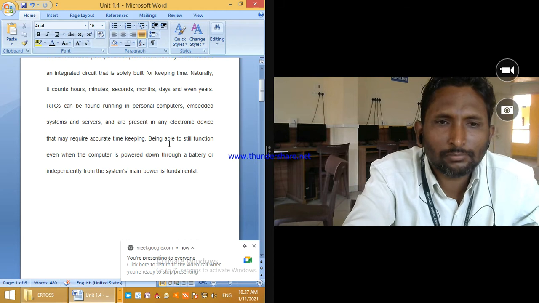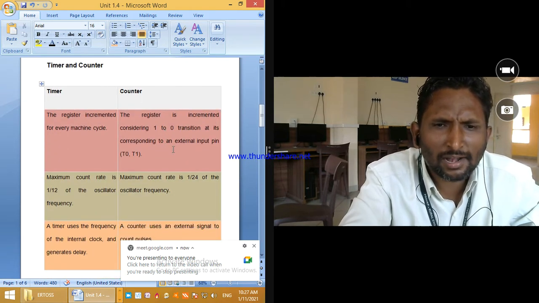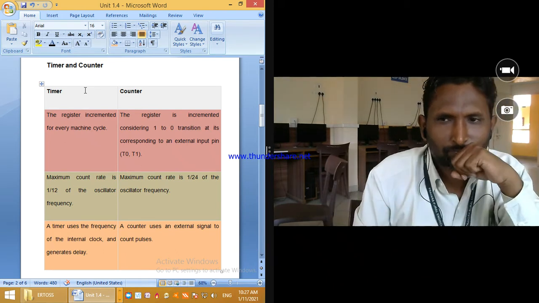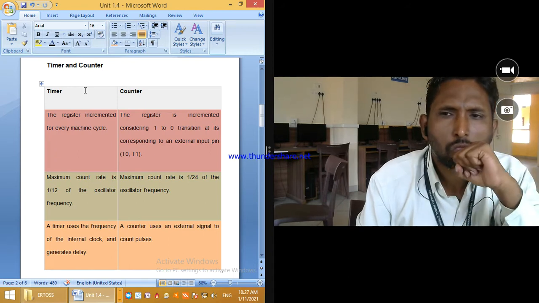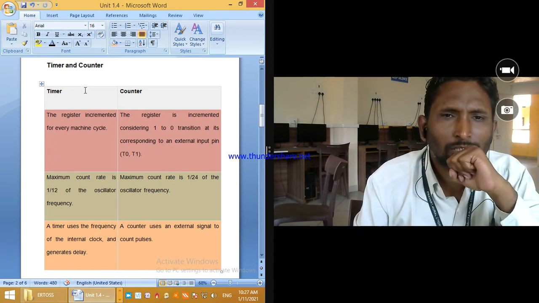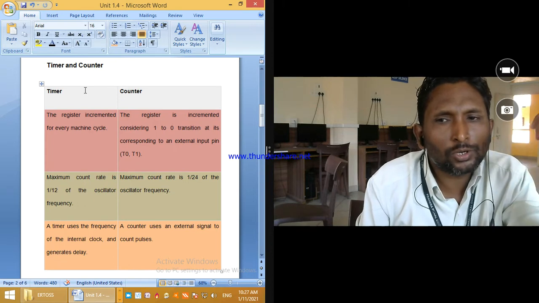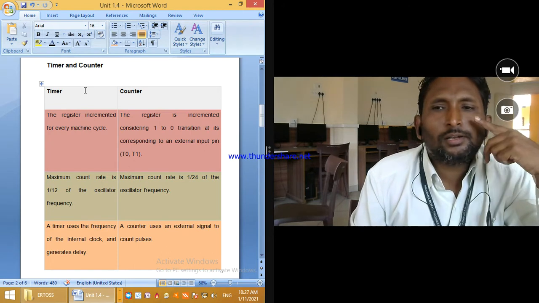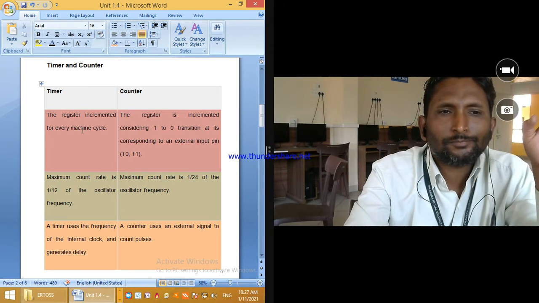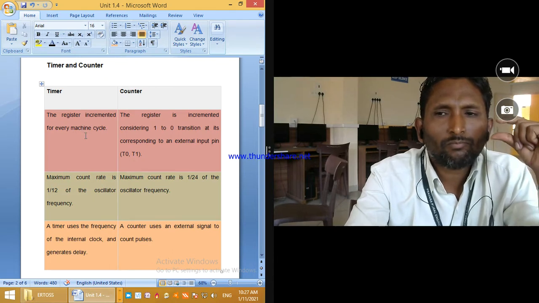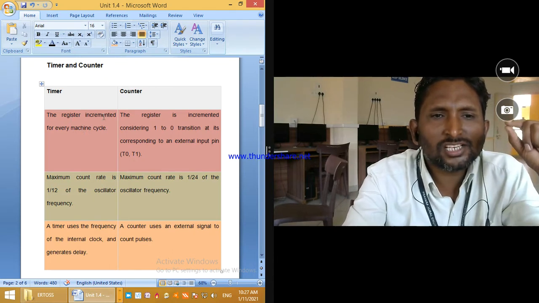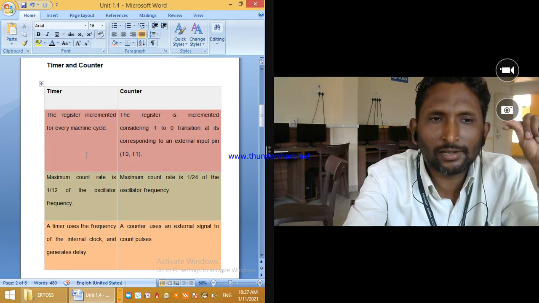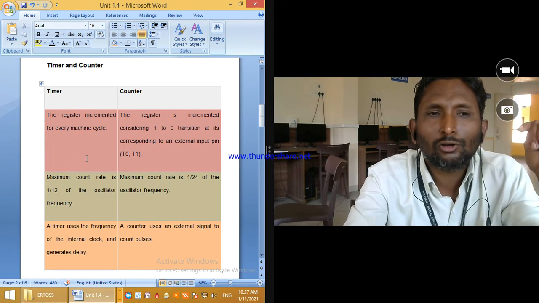Then next part. This is about real time clock. Next part is what you can see over here, timer and counter. I have already told you in the previous lecture, but with the help of this difference, please understand. Timer is one kind of hardware in which the register is incremented for every machine cycle. It is called a timer.